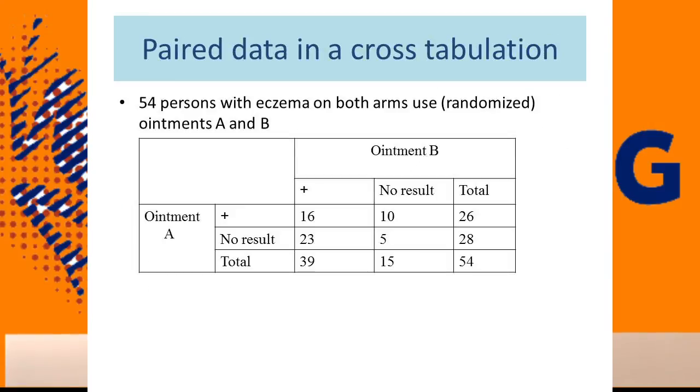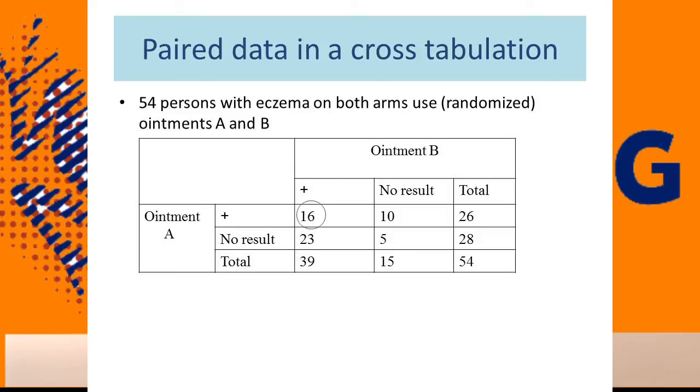To end this video, here's an example of paired binary data. 54 individuals with eczema on both arms used 2 ointments, A and B, randomized over left and right arms. After a week's period, the individuals had to indicate whether the ointments had a positive effect or not. The total information can be presented in a 2x2 table.